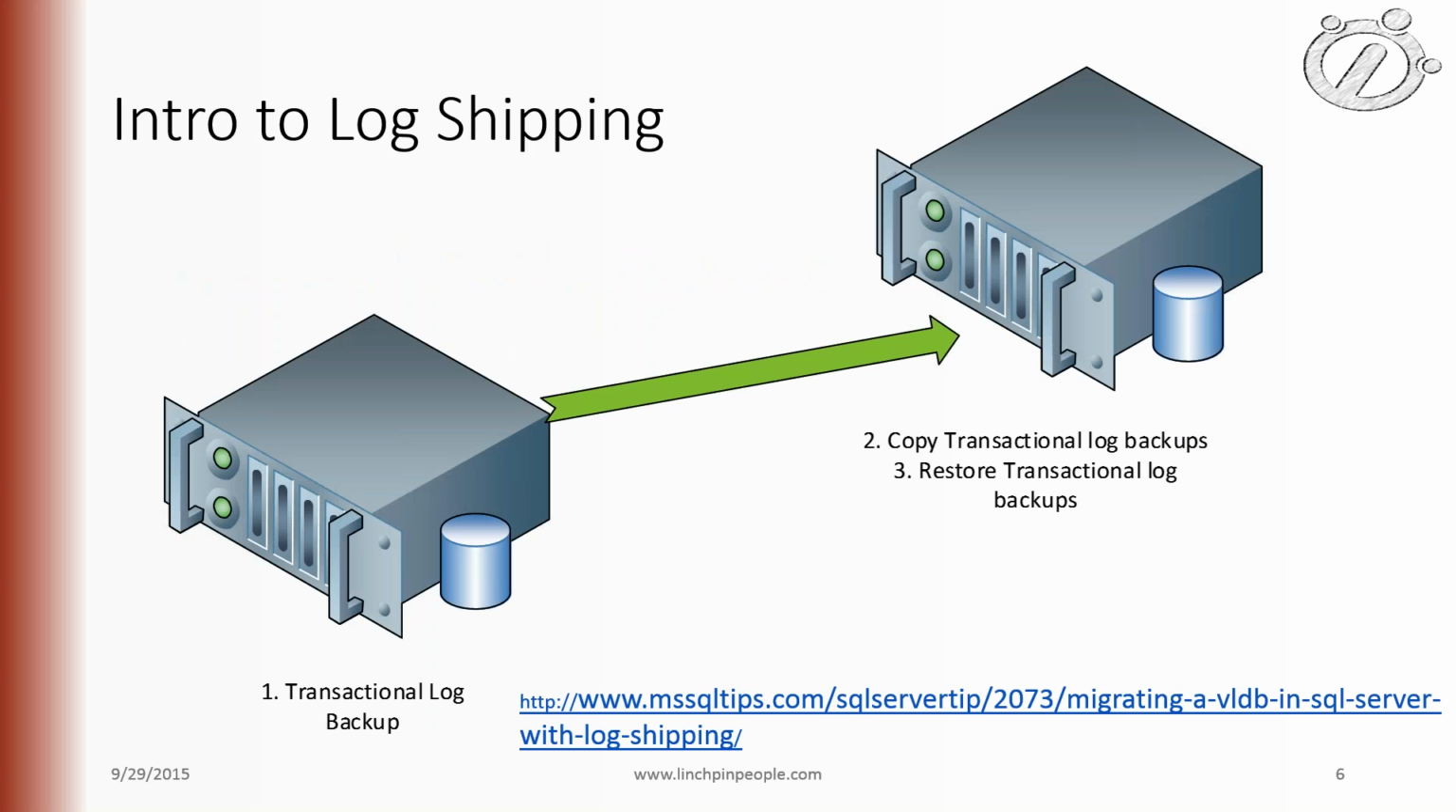So if you're new to log shipping, it's a very easy process. Basically, once you have your full backups in place and you have your point of starting, it's really just transactional log backups on your primary, and then those get copied over to your secondary, so you can have more than one secondary, and then it restores them.